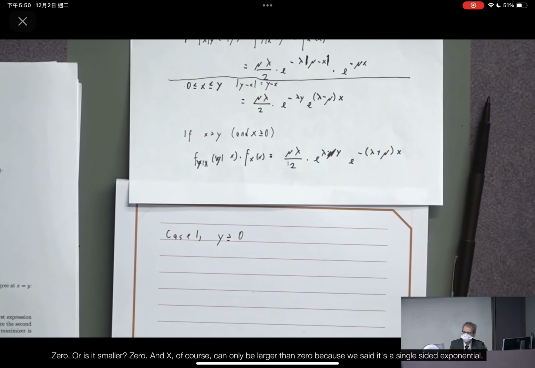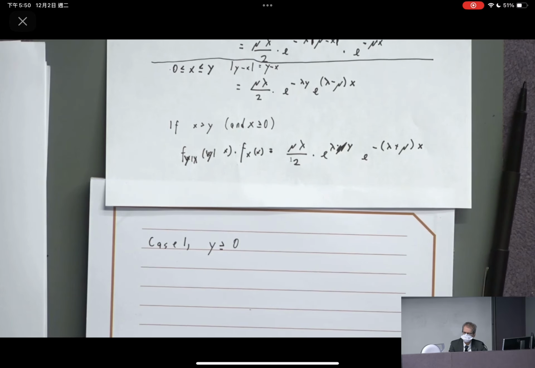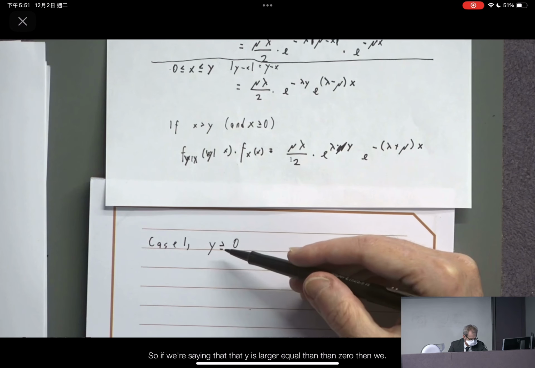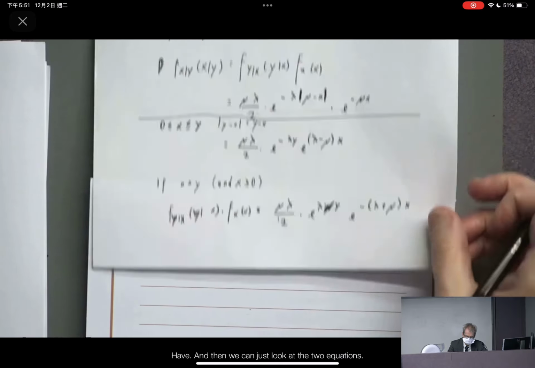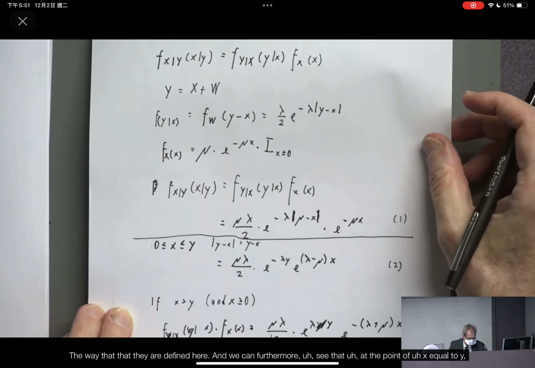And x, of course, can only be larger than 0 because we said it's a single-sided exponential. But y, because we're adding a Laplacian noise to it, can be larger or smaller than 0. And so this is, again, a case distinction that we have to think of when we're doing that maximization. So if we're saying that y is larger or equal than 0, then we can just look at the two equations. Let's call them 1 and 2, the way that they are defined here.